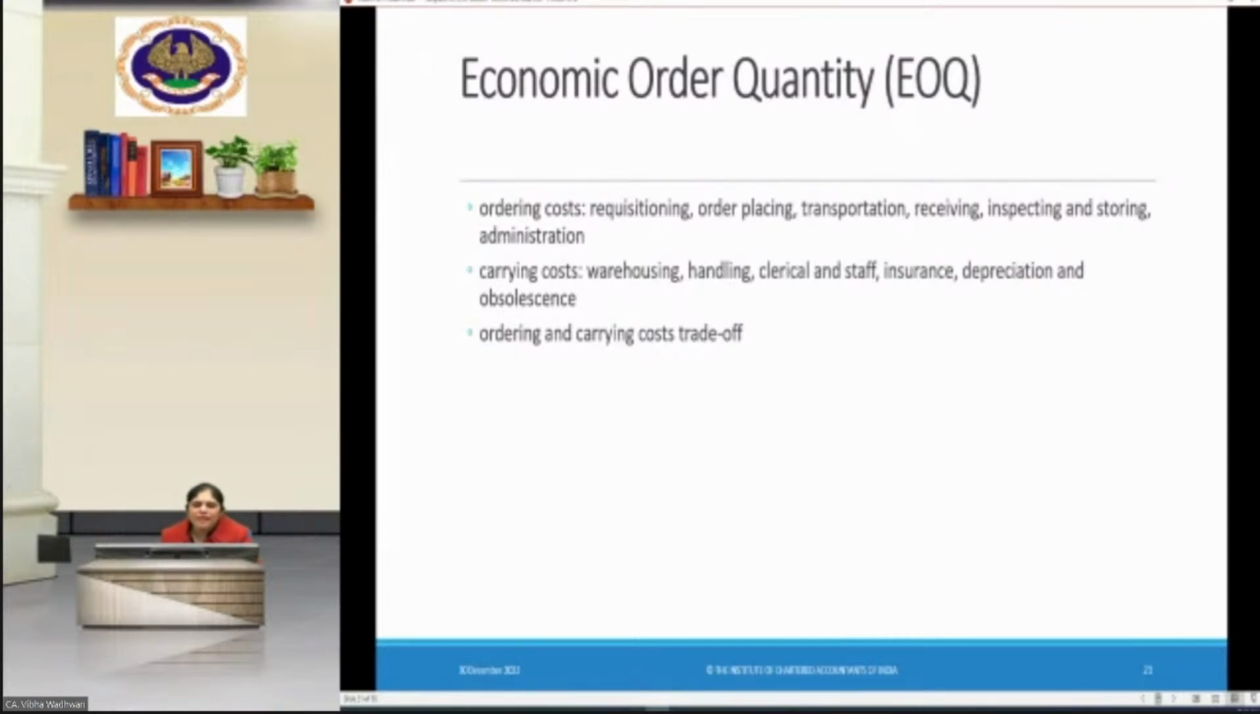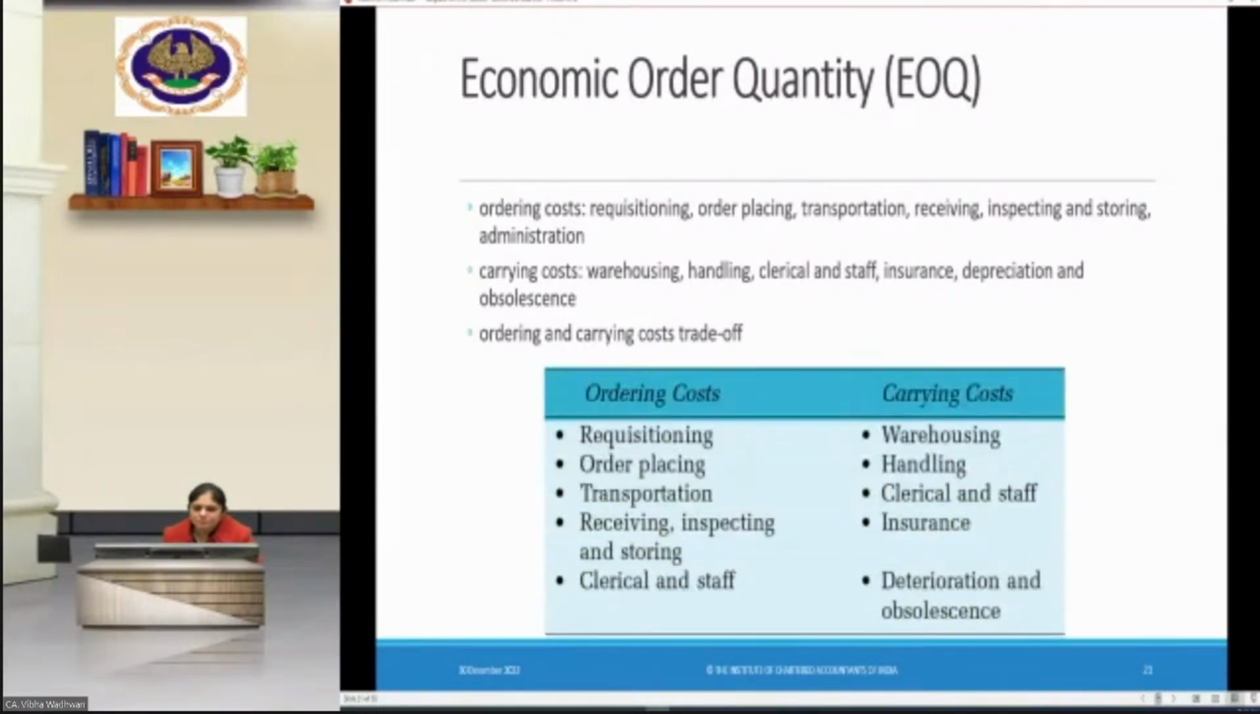And ordering and carrying cost trade-off. So let us understand in detail. So ordering costs are all these costs, and then the carrying cost. We will see the breakup of ordering cost and the carrying cost. Carrying cost means the storage cost, all right, the handling cost.